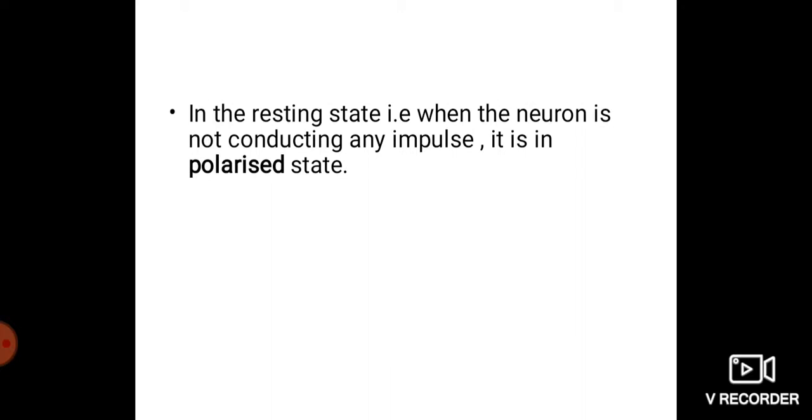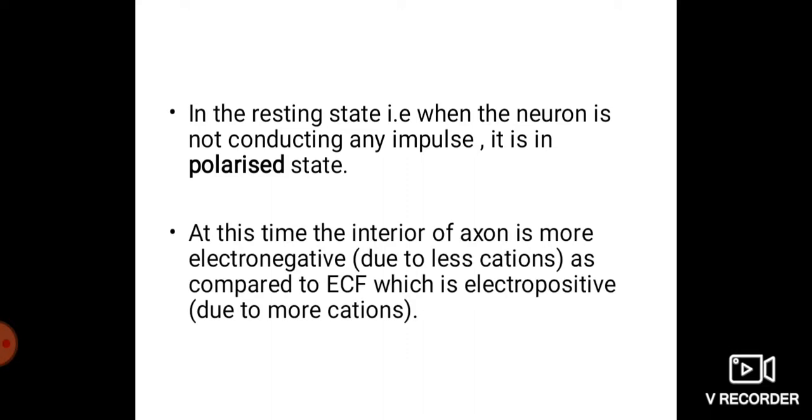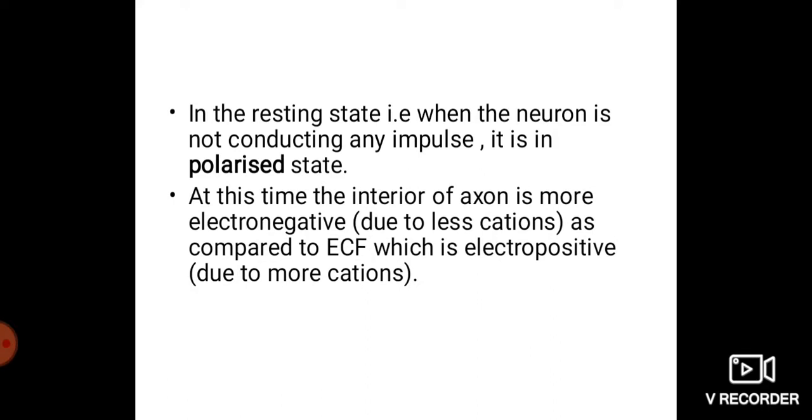In the resting state, that is, when the neuron is not conducting any impulse, it is in a polarized state. At this time, the interior of the axon is more electronegative as compared to the extracellular fluid, which is electropositive. That means when a neuron is not conducting any impulse, it is said to be polarized. Inside the neuron it is electronegative and outside the neuron it is electropositive.